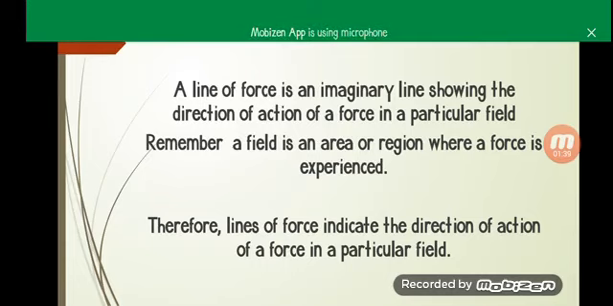There are certain instruments that, if you make use of them and look at those magnets, you will see some form of wave-like lines indicating how the force is acting. When you are dealing with magnets, you are talking about magnetic force. So let's know that a line of force is an imaginary line showing the direction of action of a force in a particular field.